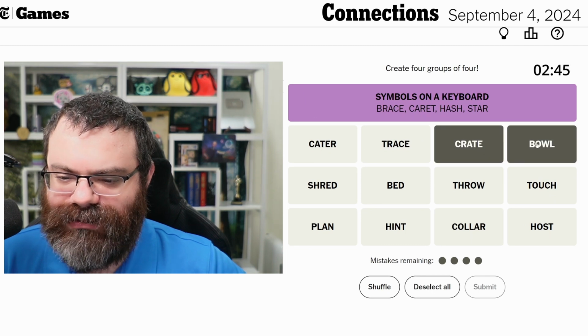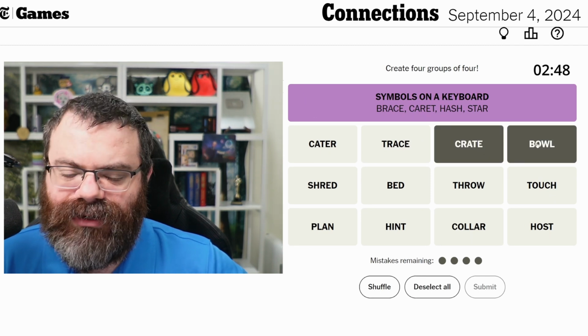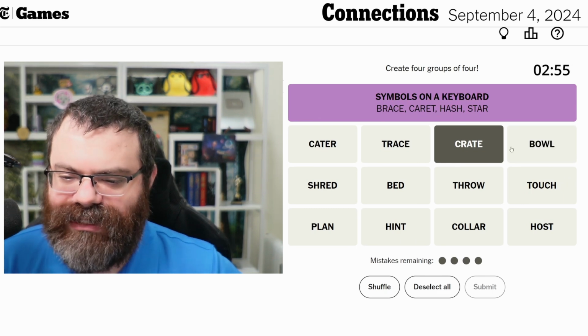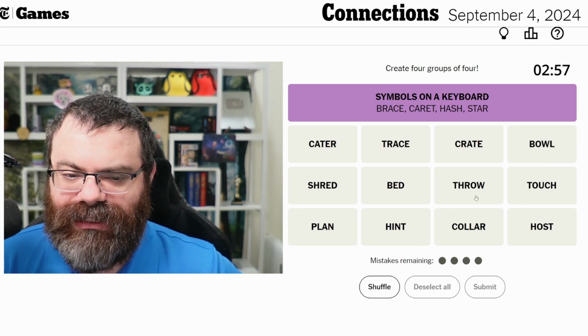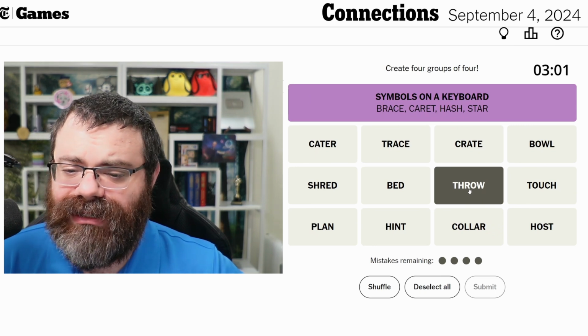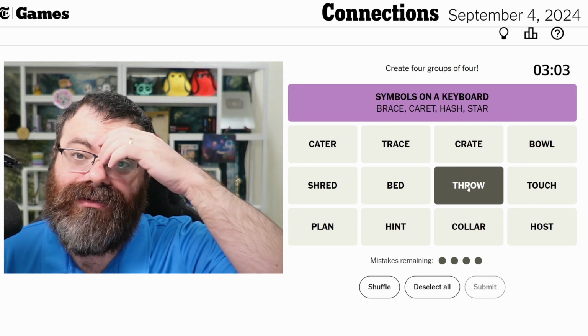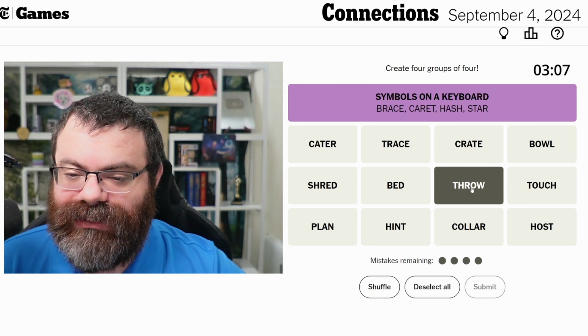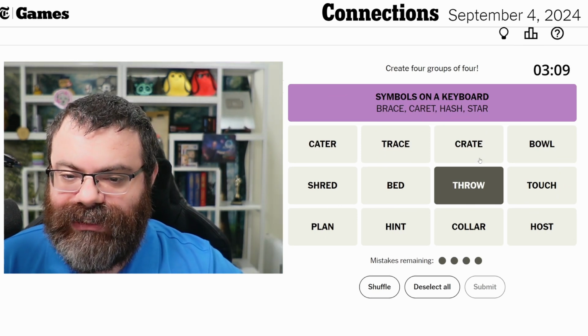Crate and bowl are containers. I wonder if I can get reverse rainbow today. I don't think it's a container thing. I don't see any other containers. Throw is interesting because it's a verb. Oh, or it could be like a throw pillow or a throw blanket. Throw could be a noun, but usually it's a verb.